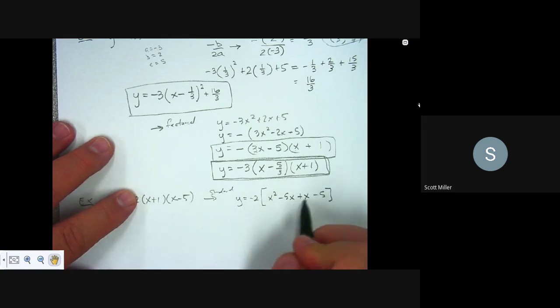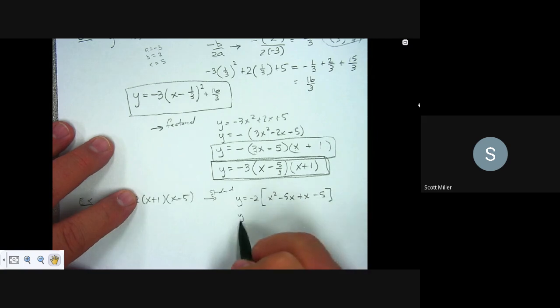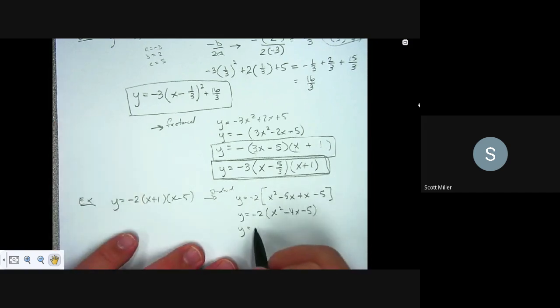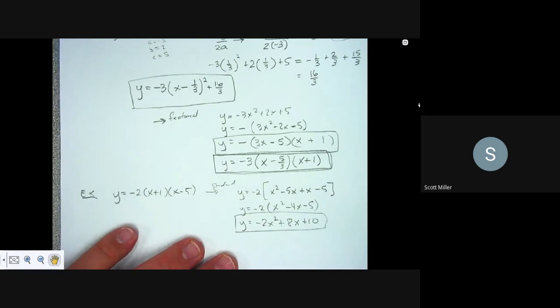And combining these like terms, this right here is going to be minus 4x. So let me just go ahead and write that so you can see it. To be x squared minus 4x minus 5. And then times everything by negative 2. And this will be plus 8x and plus 10. Factored to standard form.